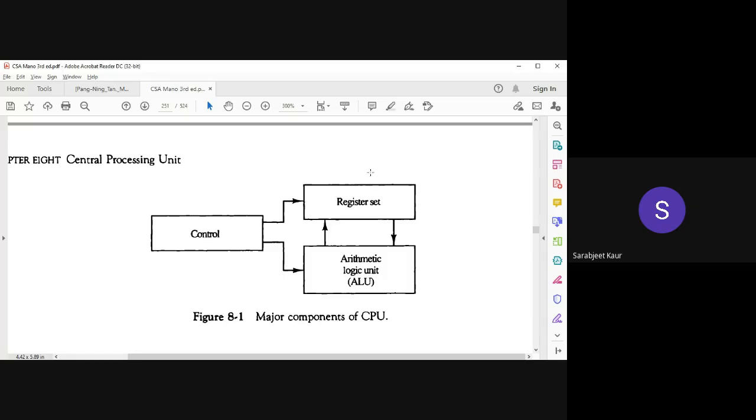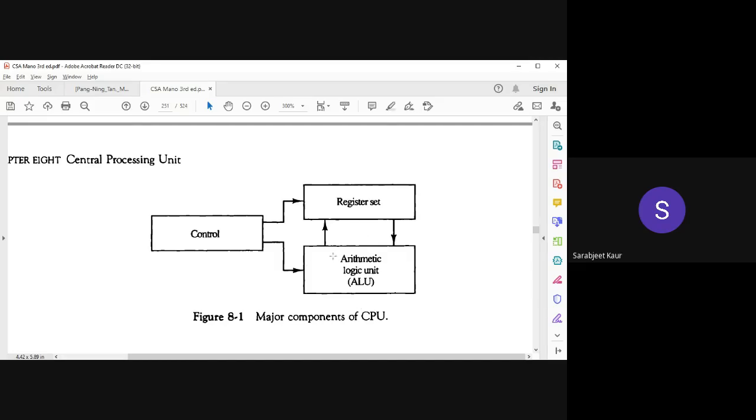set of registers. Registers are very fast buffers, okay? They are made up of flip-flops. So an n-bit register would be constructed by n flip-flops, by a combination of n flip-flops. Then the third component is the arithmetic logic unit.